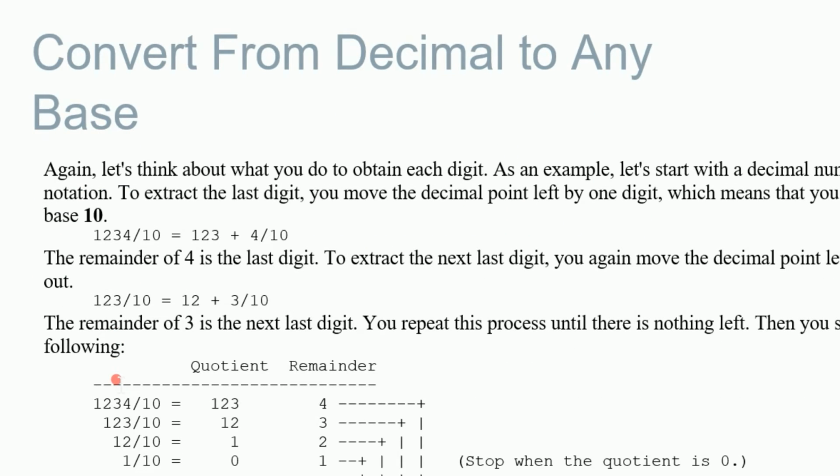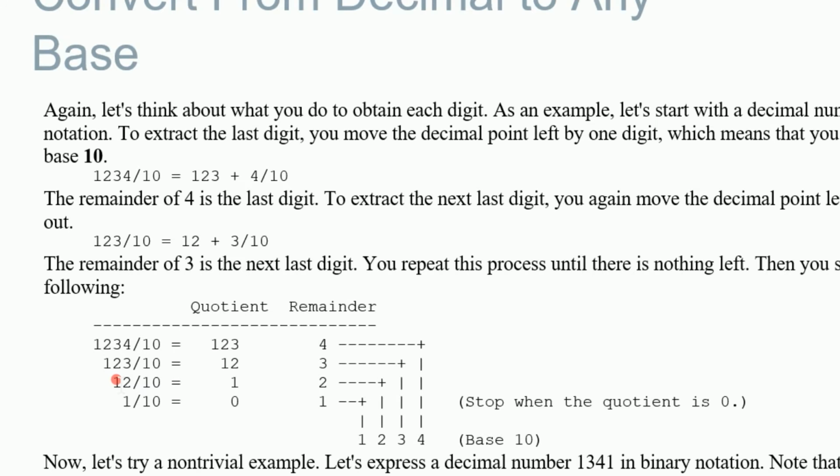The next process is converting from decimal to any base. You already know these concepts. You can convert a decimal number to any base. That means decimal to binary, decimal to octal, decimal to hexadecimal. For decimal the base is 10, for binary the base is 2, for hexadecimal the base is 16, and for octal the base is 8. Just we will see one example.